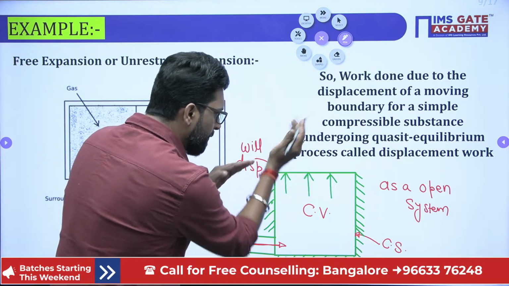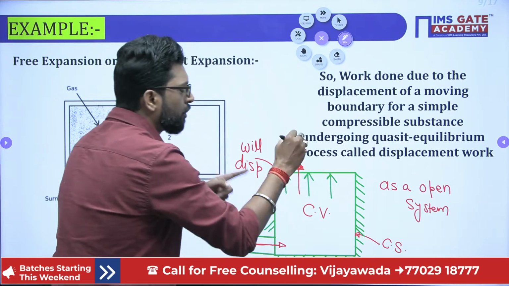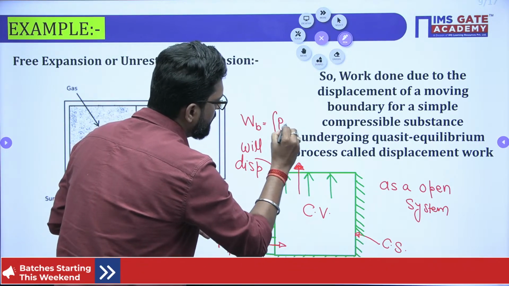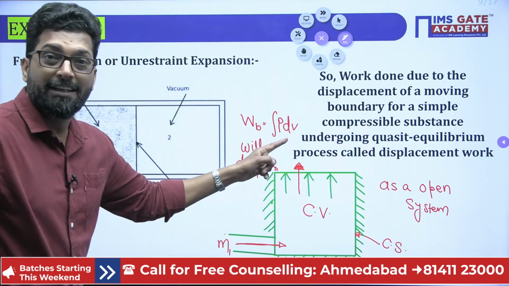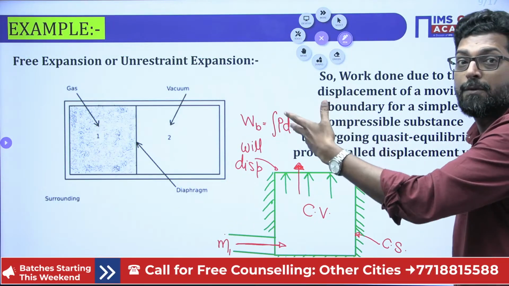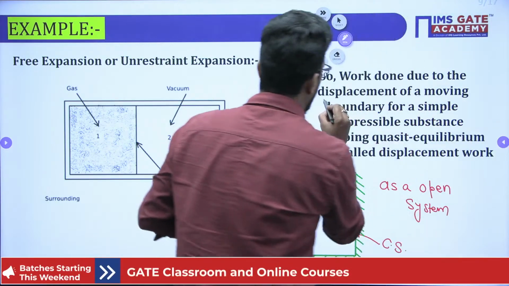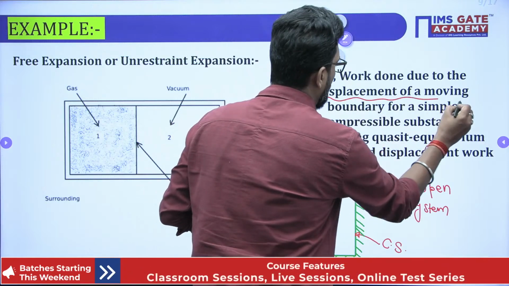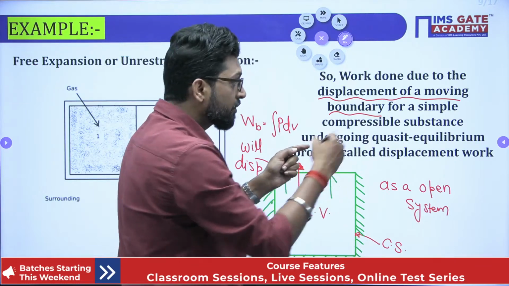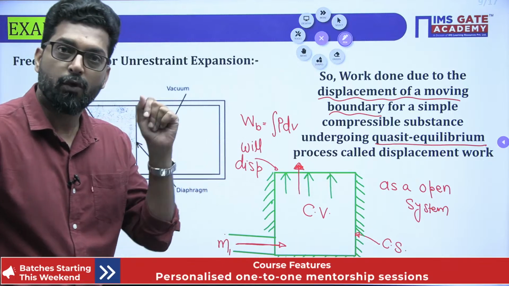During the displacement of a boundary, work is done by the system on the surroundings. That is boundary work, the integration of P dV. It is not necessarily applicable only to an open system. Wherever the boundary is displaced, that means displacement of a moving boundary for a simple compressible substance, and the process is undergoing a quasi-equilibrium process. There are three lines.